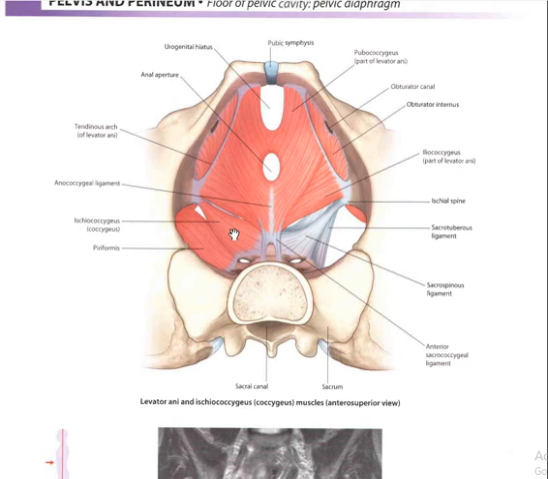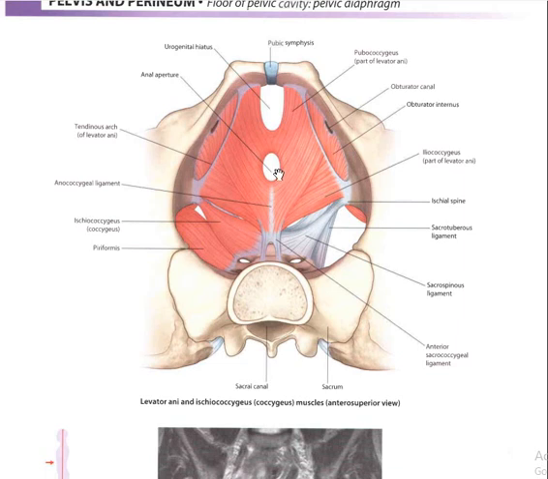So these are the two main parts. From the superior view, we can see these two parts of the levator ani muscle. But inferiorly, we are going to see another part of the levator ani muscle, which is the puborectalis muscle. So these are the three main parts of the levator ani muscle. We have the piriformis again here, forming the lateral wall of the pelvic cavity.